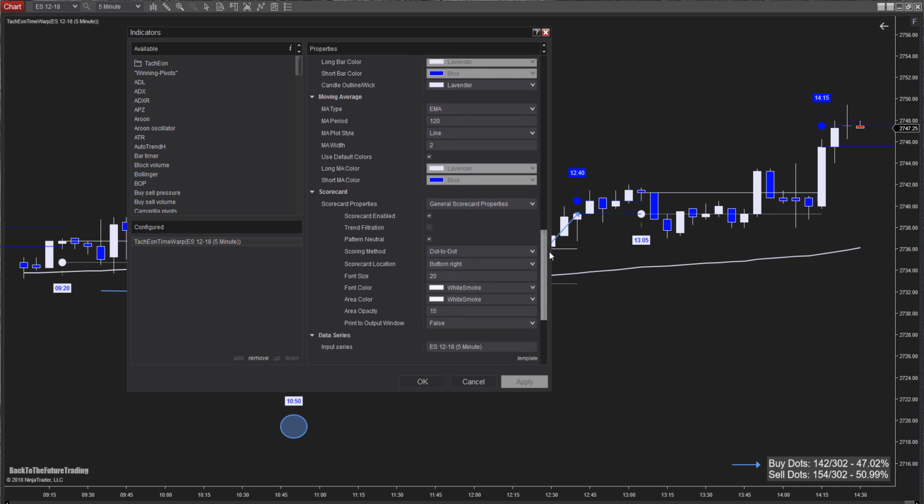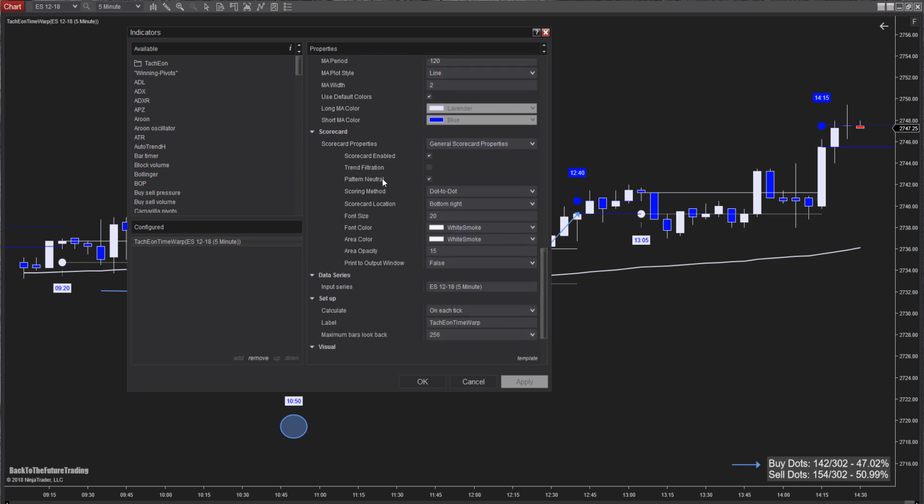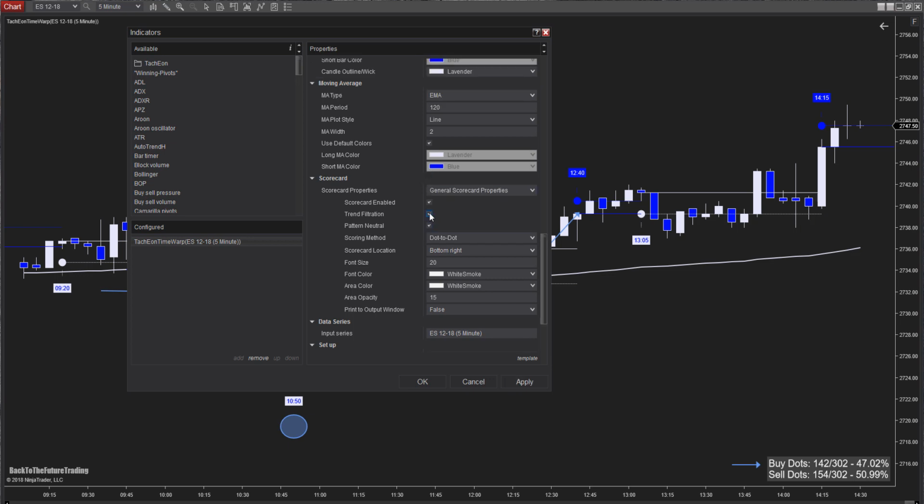Going back down to the scorecard section for a moment, what happens if we apply a trend filter? We have that ability here, so we can turn trend filtration on or off. If I turn on trend filtration and look just above it in the moving average section, we will see a place for EMA 120, how we want it shown. The EMA is already on the chart, but now the scorecard will utilize the EMA as its trend filter.